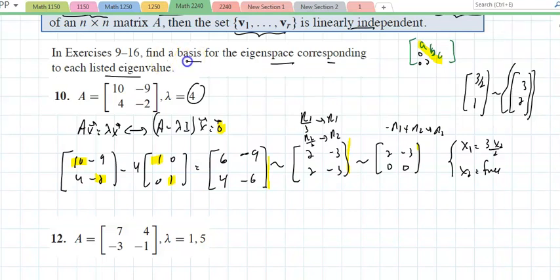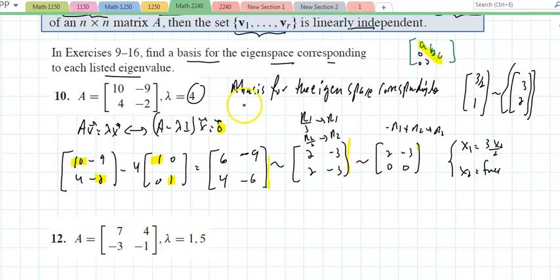So they say find the basis for the eigenspace. Well, a basis for the eigenspace corresponding to 4 is the 3, 2.